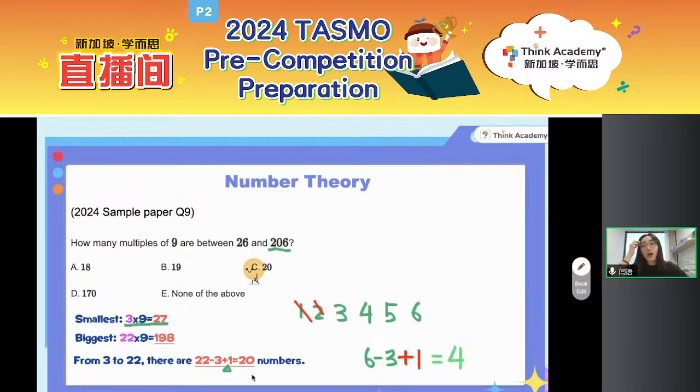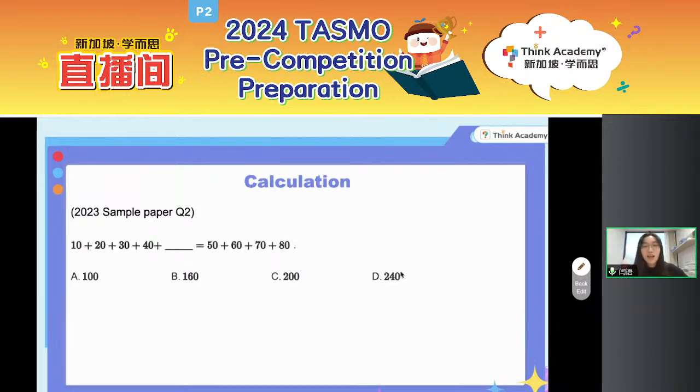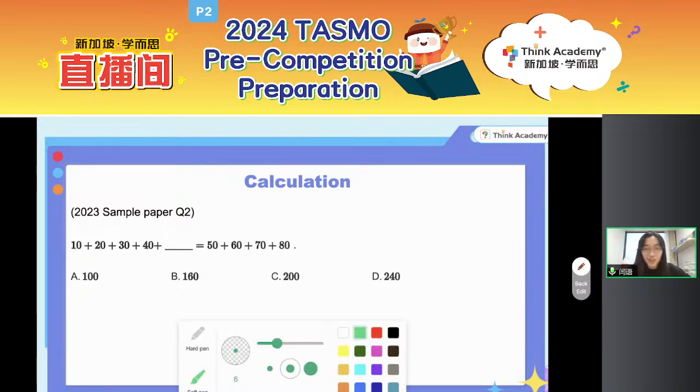So back to the original question. How many numbers are there from 3 to 22? That is the last minus the first, and then plus 1. Because again, we want to keep 3. Okay? Yes, any question now? Okay, good job. So, following this, next one, move on to the calculation module.